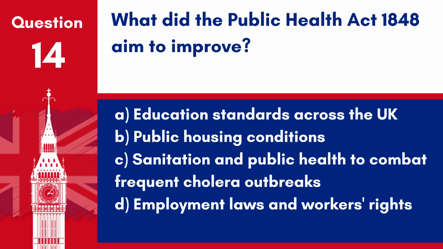Question 14. What did the Public Health Act 1848 aim to improve? A. Education standards across the UK. B. Public housing conditions. C. Sanitation and public health to combat frequent cholera outbreaks. D. Employment laws and workers' rights.